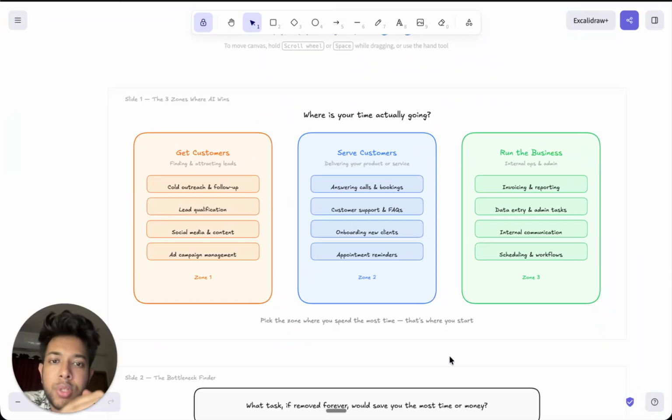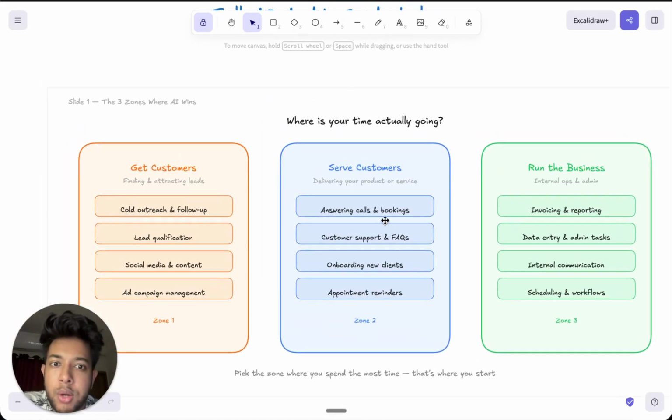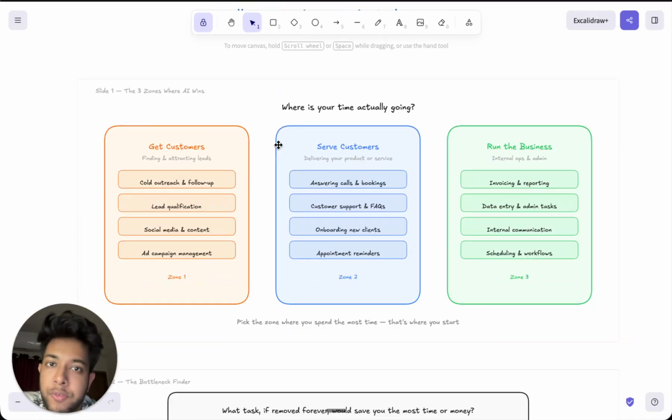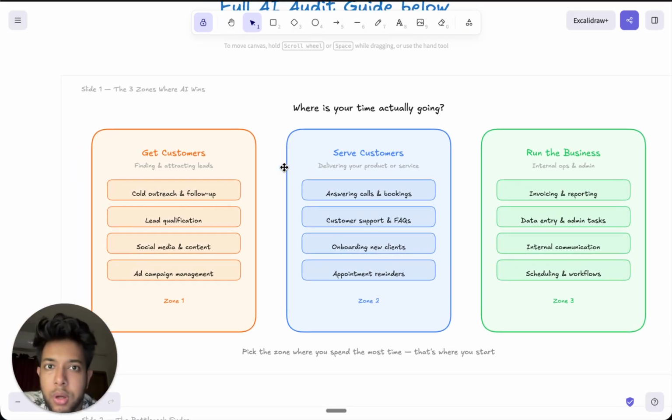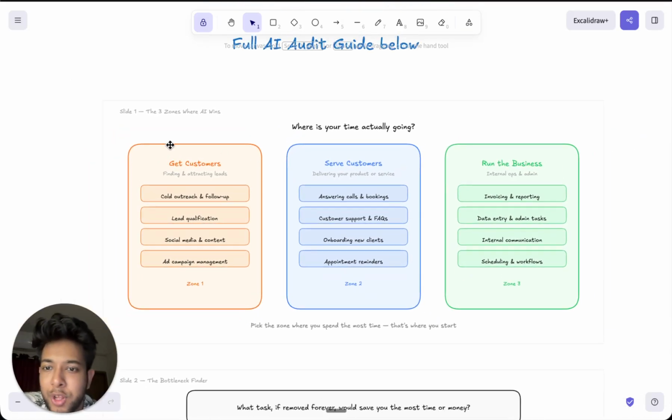Now, to audit your business properly, to actually understand where to use AI, we need to first figure out where our time is actually going. Alright, so there are different operations in the business. The first one is getting customers, serving customers, and running the business overall. The most important part, in my opinion, of running the business myself for the past 2 years is getting customers. It's basically the lifeblood of any business out there in the world. So we need to ensure that we're getting customers constantly.